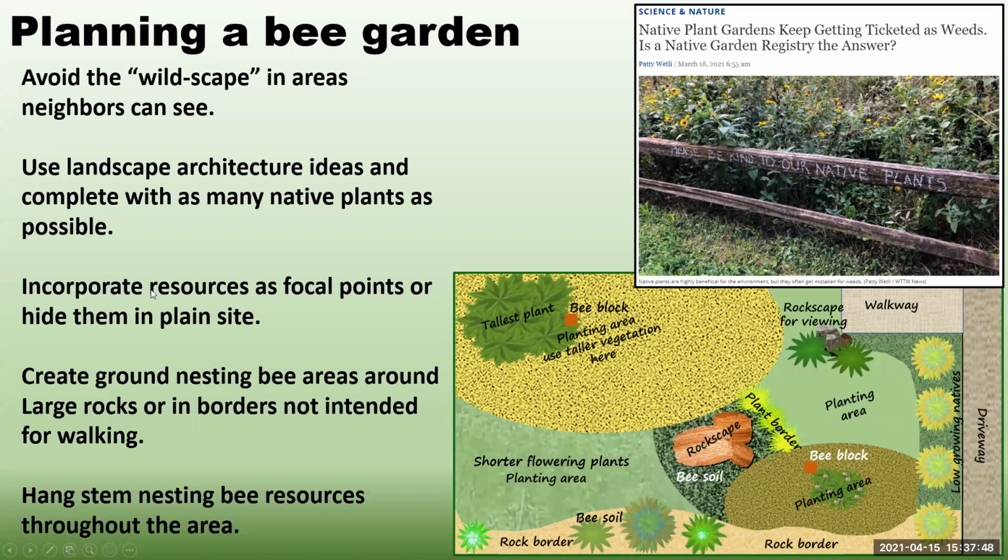As you're doing that, like I said, you can incorporate resources as focal points or hide them in plain sight. You can also create ground nesting bee areas around large rocks or in the borders, just pretty much anywhere you don't want people walking, so that the bees aren't being chased out. They're not really going to sting anybody. That's not what native bees do, but trampling their nest is not good for the bees.